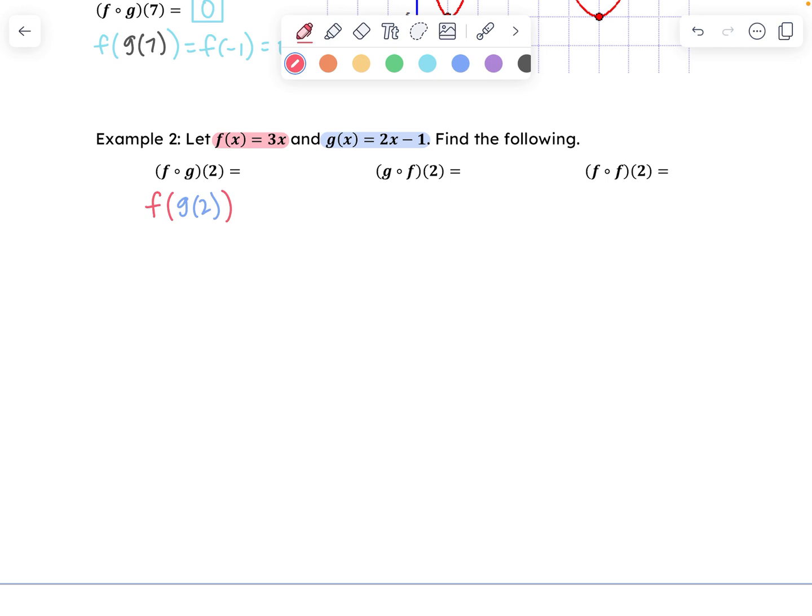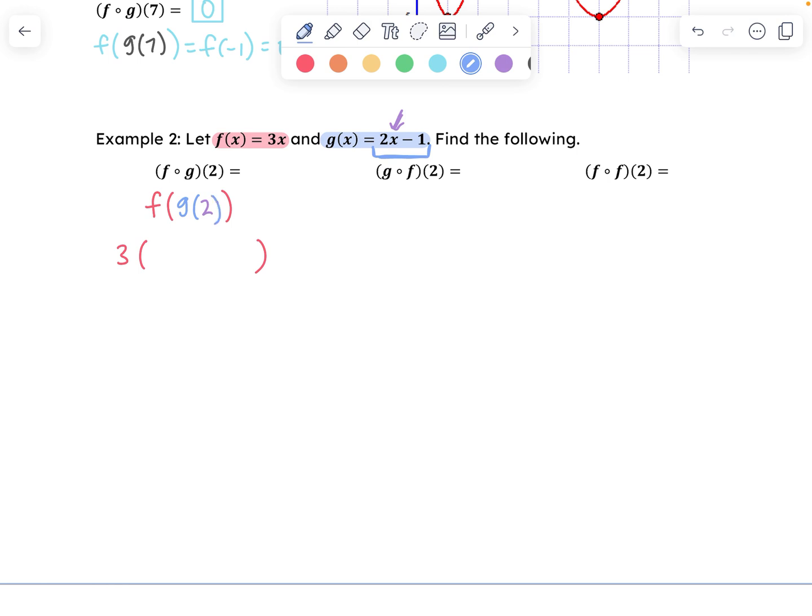So my f function is normally 3 times something. And so what I'm going to do is I'm going to take this g function, this 2x minus 1, and I'm going to plug that in. But we're also taking this 2 and plugging it into that g of x function. So we also have to keep that in mind. So I'm actually going to rewrite this, and I'm going to put that 2 in purple.